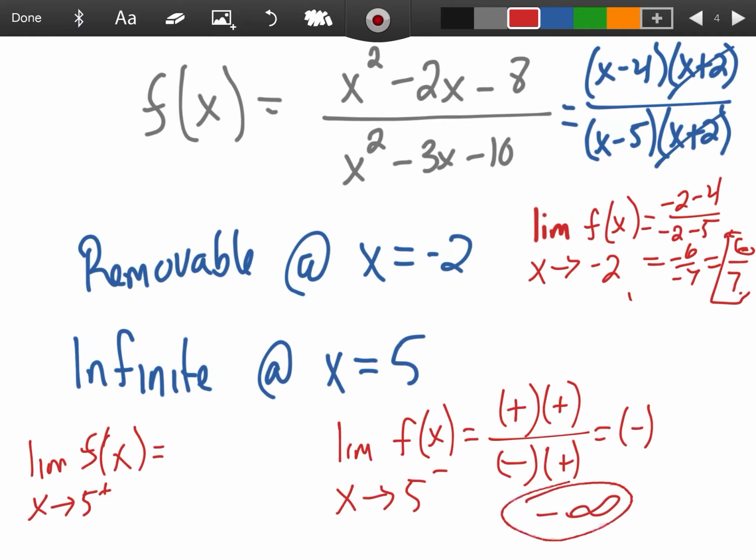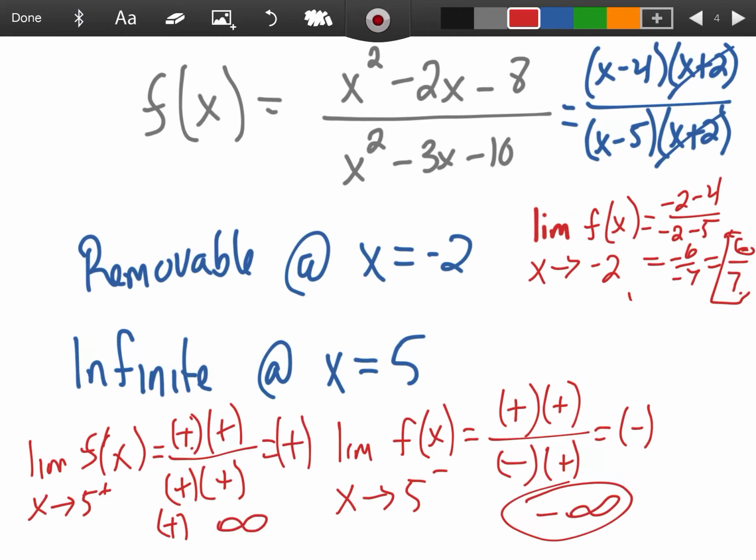As I approach from the right, so now let's plug in like a 5.01. 5.01 minus 4 is a positive. 5.01 plus 2 is a positive. 5.01 minus 5 is a positive, and 5.01 plus 2 is also a positive. Positive divided by a positive is a positive, which means that as I approach 5 from the right, I will be going to positive infinity. So my final answer is positive infinity for the limit of f of x as x approaches 5 from the right. So let's just graph this now.